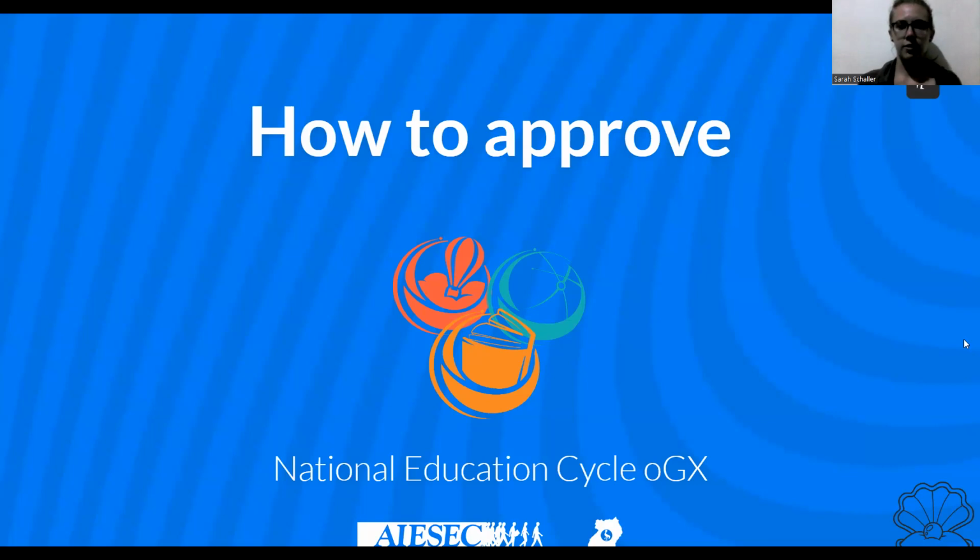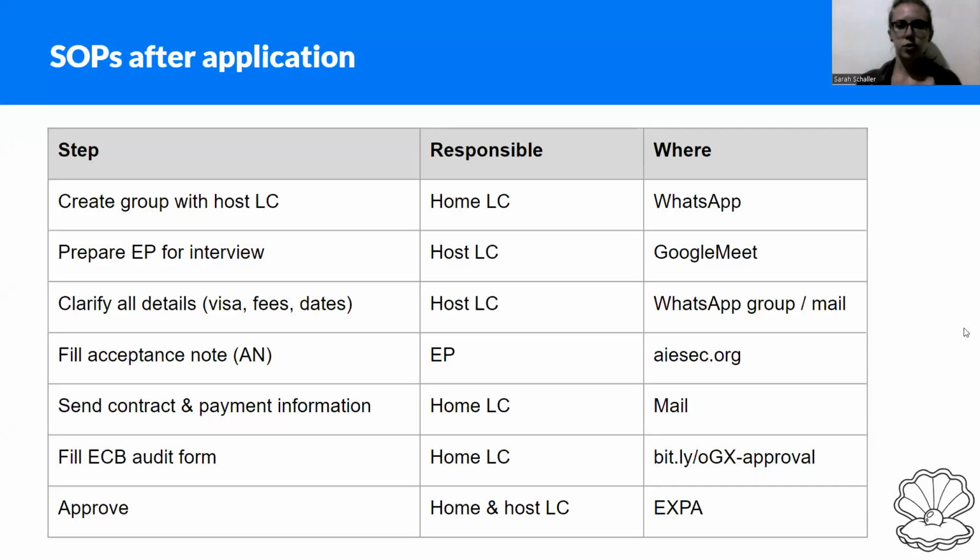So therefore, I first want to give you an overview about which steps we have before going more into detail for every single step. So the first step is after your EP applied, you create a group with the host LC. You're the one responsible for that, yeah? So you create a group on WhatsApp with you, the EP manager, and the EP.